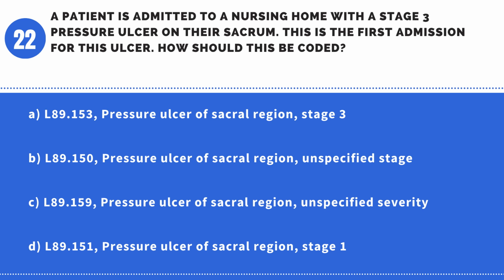B. L89.150, pressure ulcer of sacral region, unspecified stage. C. L89.159, pressure ulcer of sacral region, unspecified severity. D. L89.151, pressure ulcer of sacral region, stage 1. Answer A.